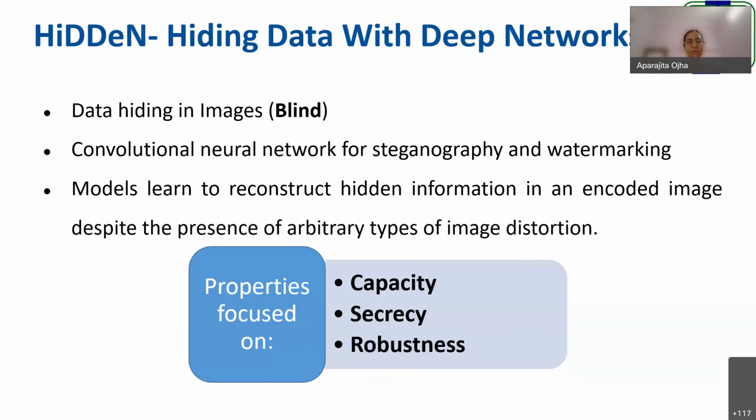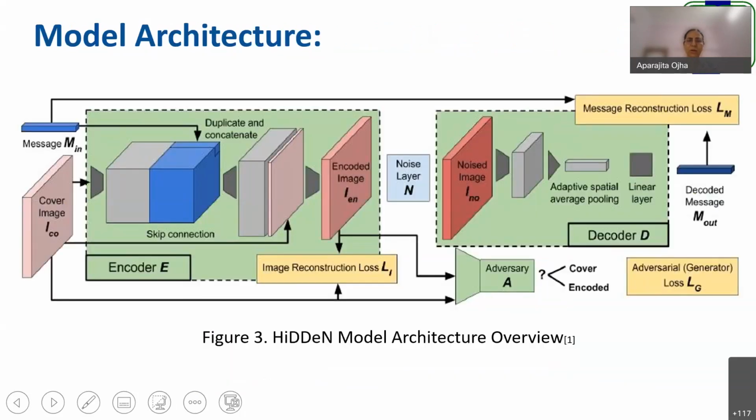And similarly, robustness means that against any kind of attack, you make the algorithm robust so that in spite of attacks on the stego image, you can extract meaningful information at the decoder level, right? That is the idea. So this was the model architecture of HiDDeN.